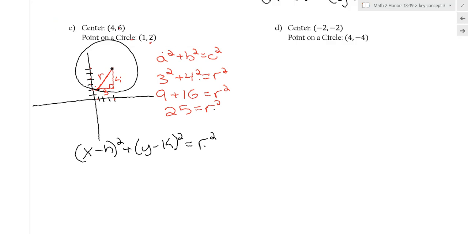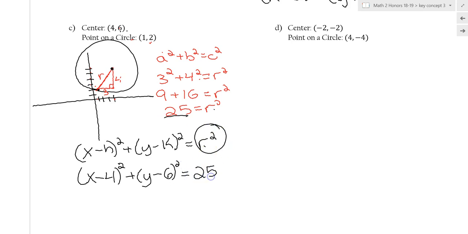Okay. So our equation here is x minus 4, right, plus y, again we change the sign there, minus 6, forgetting my squares, equals, well, this whole thing is just 25. So x minus 4 squared plus y minus 6 squared equals 25. All right, same type of thing for D.